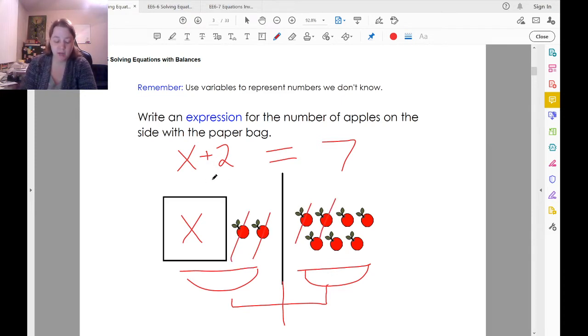We have subtracted 2 from this side and subtracted 2 from this side. So on this side, we just have X. On this side, we have 7 minus 2, which is 5. So our answer, the number of apples in the X, is 5.